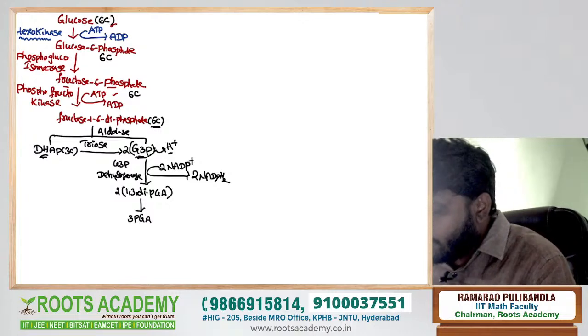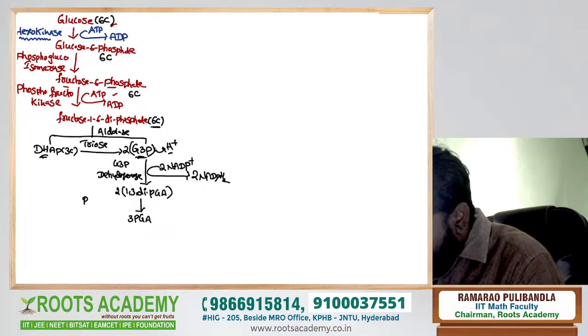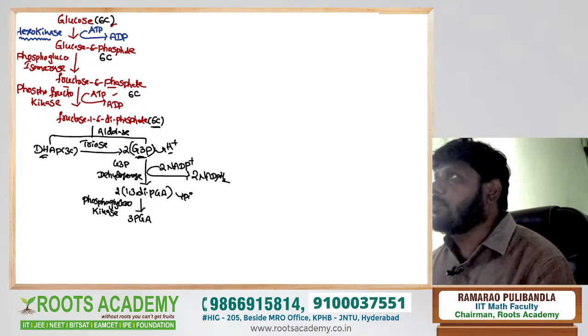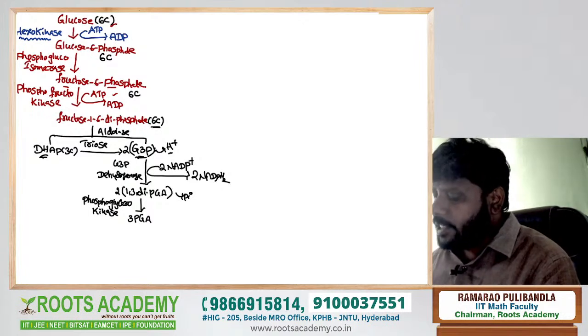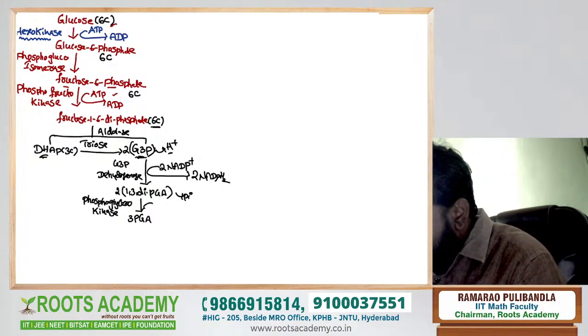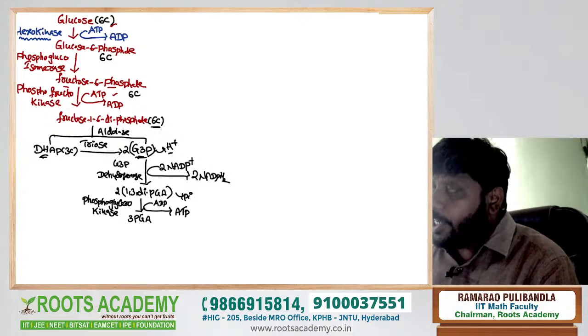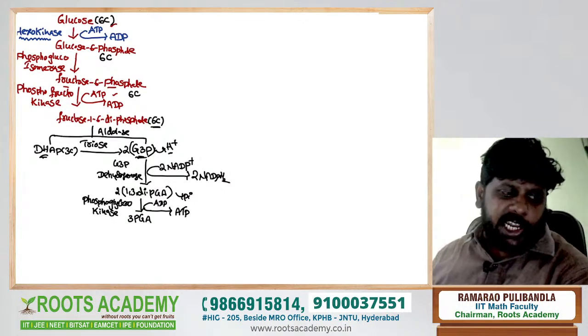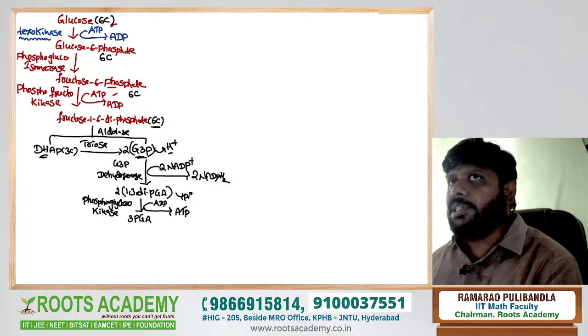From 1,3-dipGA to PGA. See the enzyme name: phosphoglycerokinase. Phosphoglycerokinase enzyme removes the phosphate from 1,3-diphosphoglyceric acid. That removed phosphate is accepted by ADP to form ATP. So since one phosphate is gone from 1,3-dipGA, what is formed? 3-PGA, meaning 3-phosphoglyceric acid, is formed.